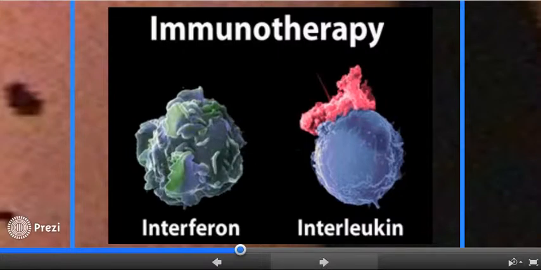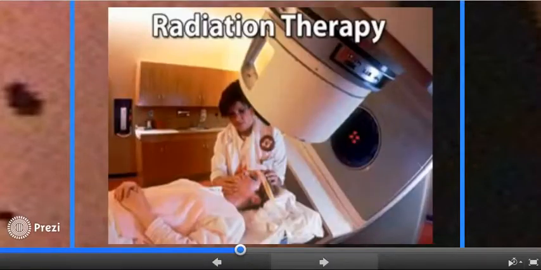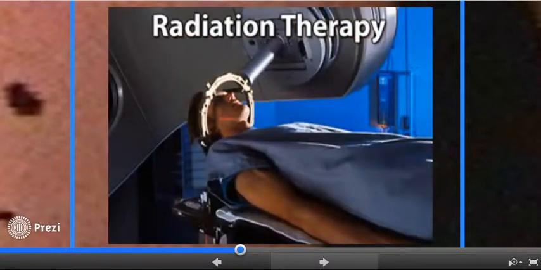Immunotherapy drugs like interferons and interleukins are injected into the body to help its immune system destroy cancer cells. Another treatment for advanced melanoma is radiation therapy. This procedure uses high-energy X-rays to kill cancer cells. Because radiation therapy is expensive and lengthy, it is usually only used for patients who have stage 4 melanoma or for patients who are not good surgical candidates.